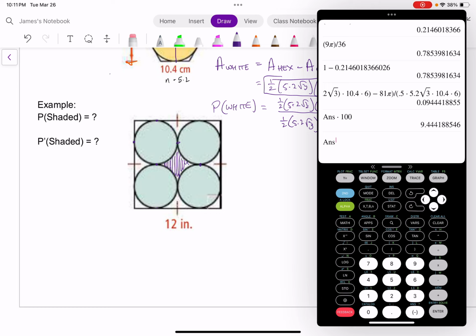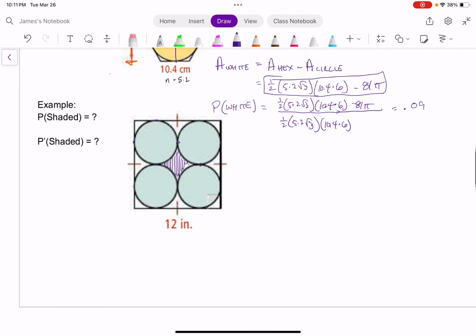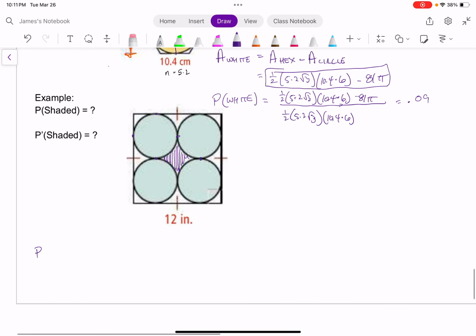Okay, but if I want to find the area of the shaded, well, that's going to be, I think, the easier thing to do. Probability of shaded would be equal to, now the favorable outcomes would be the 4 circle areas divided by the square area. Because that's all the possible places that if we threw a dart at this, our dart could land. It could land there, it could land there, it could land there, it could be there. Could be there. Okay. So how do I find the 4 circle areas?